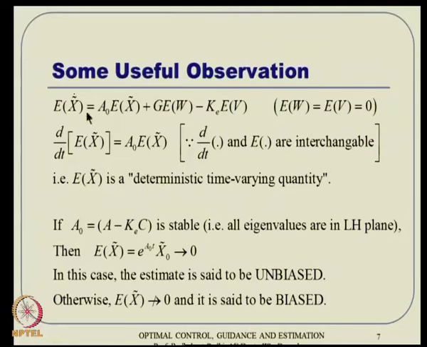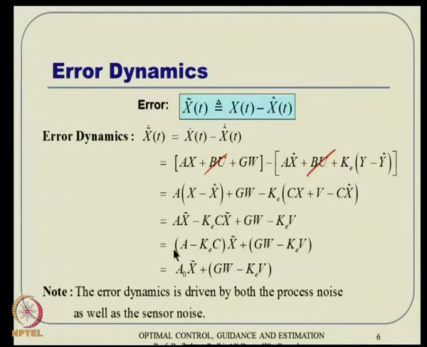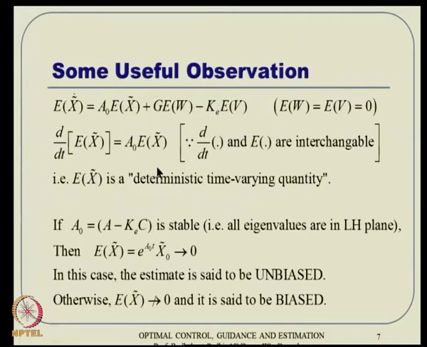So it turns out that the dynamics in the expected value sense, d/dt of the expected value of x tilde, is nothing but A naught times the expected value of x tilde. That means the expected value of x tilde is a deterministic time varying quantity now. A naught, remember, is defined as A minus KC. So that is deterministic, and expected value is a mean value, so that is a deterministic operator actually. Once you operate expected value, the result turns out to be a mean value number basically.